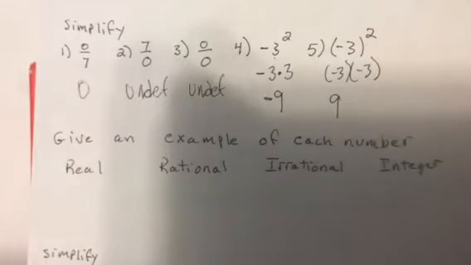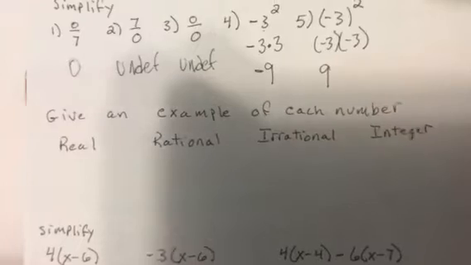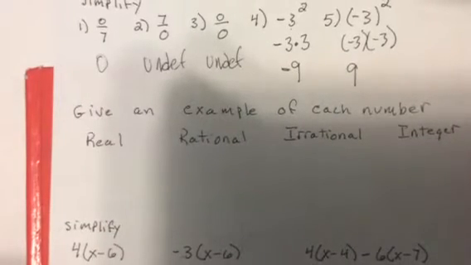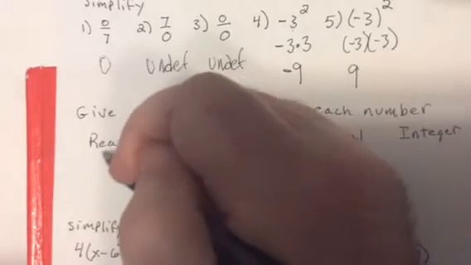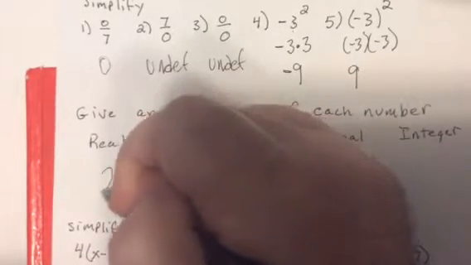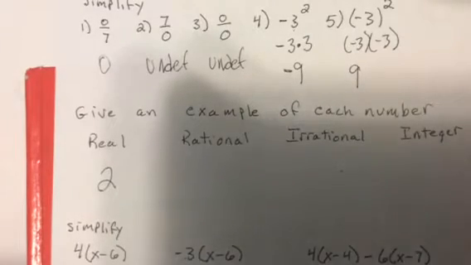So those 5, I don't know why people just can't remember. Now give an example of each number. You need to know your numbers. A real number is any number you've seen up until now. So as long as it's a number, it's an example. So 2, 3, 84, 1/3, 1/5.